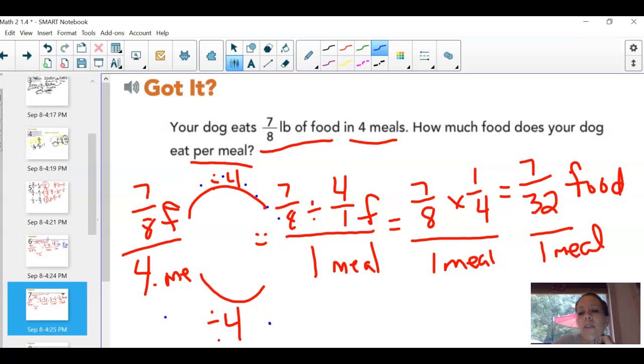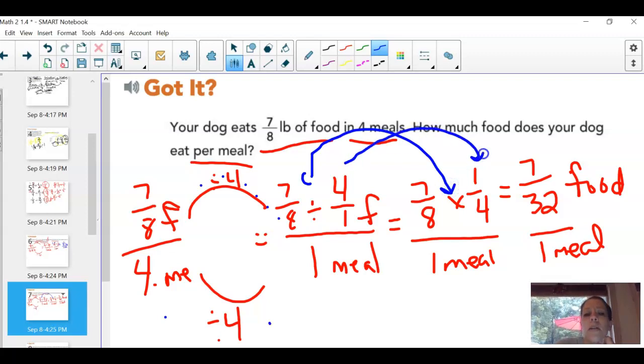So I have 7/8 times, okay, that means I have to flip the 4 over 1 to be 1 over 4. I look this way, 7 and 4, there's nothing to cross cancel, the 8 and the 1, nothing to cross cancel. So I just multiply across, 7 times 1 is 7, 8 times 4 is 32. Okay, so that means I have 7/32 pound of food per 1 meal. LB stands for pound. Okay, so my answer is 7/32 pounds of food per meal.